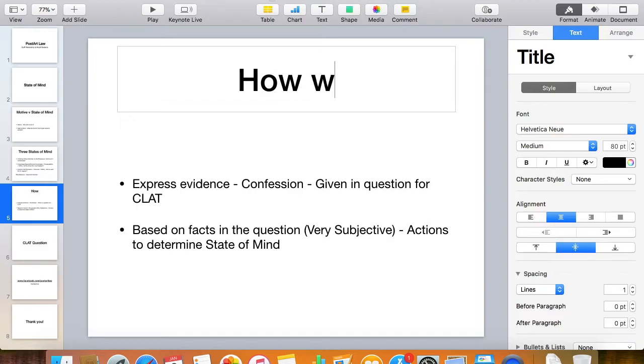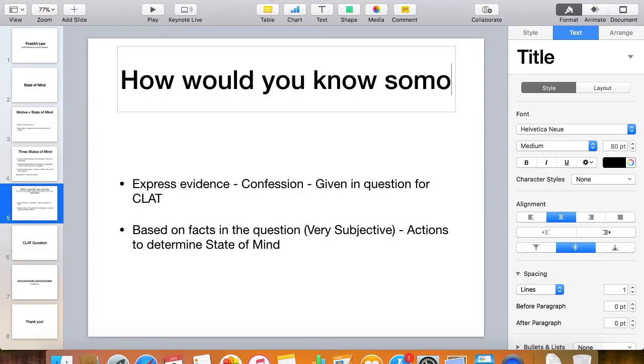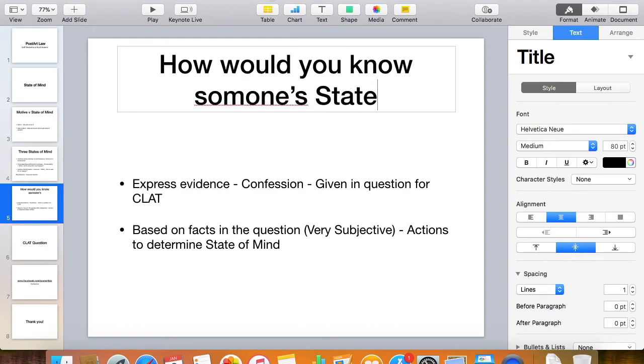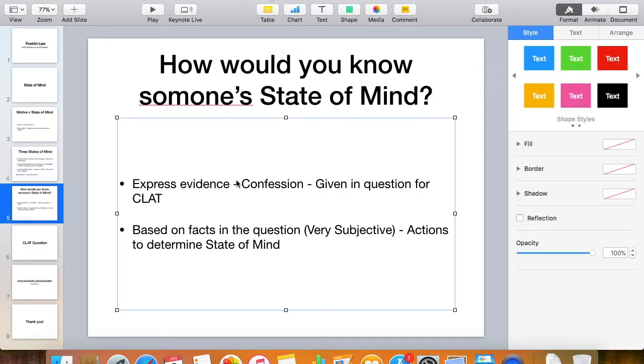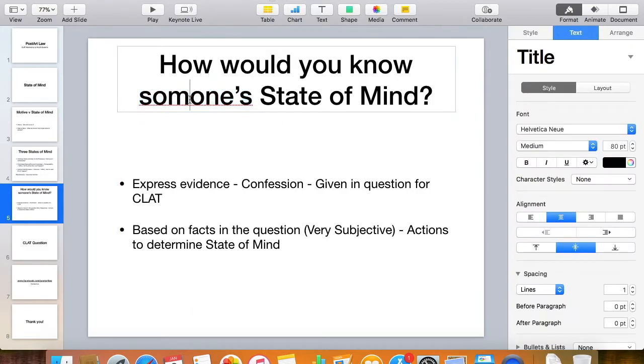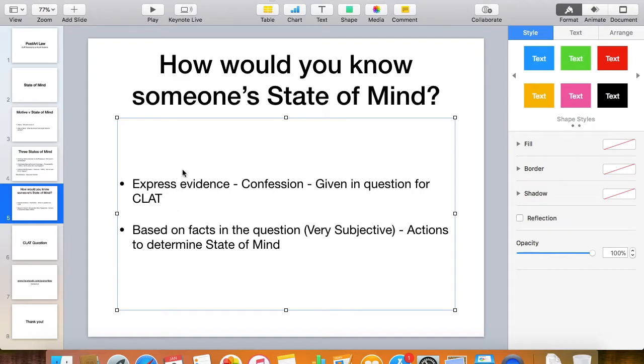So how would you know someone's state of mind? This is a better title. Either someone will tell you, right, or you can look at his action and then determine.